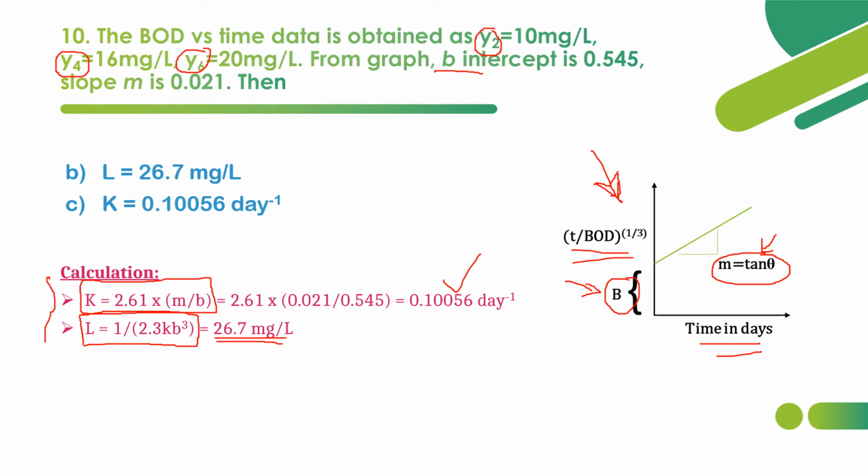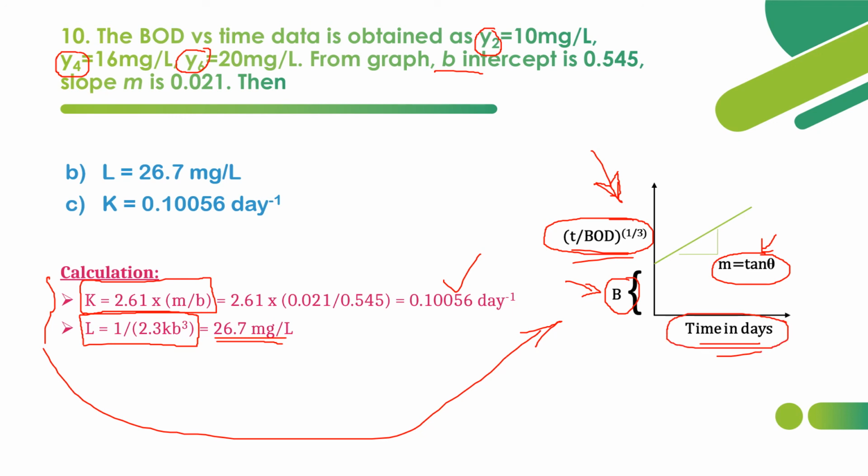So these two are important formulas based on this graph, that is the time versus BOD graph. On the y-axis is t by BOD to the power 1 by 3, or cube root. On the x-axis, time shall be in days, and the slope is denoted by M, the intercept is denoted by B. And by using these two values, we can find the K value. K is equal to 2.61 into M by B, and L is equal to 1 by 2.3 K B cube. So this is how we have to find the answers for the BOD versus time graph.